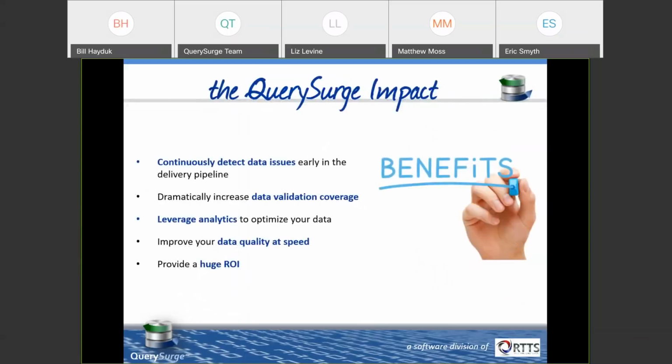So in summary, QuerySurge helps to continuously detect data issues early in the pipeline. It dramatically increases your data validation coverage. What we tend to see is people who aren't using a product like QuerySurge are probably doing their data testing manually. They're testing a small fraction of their data, maybe 1 or 2%. And of course, that doesn't give most organizations the coverage that they would need to feel comfortable that their data is accurate. So with QuerySurge, we can test a large quantity of your overall data, helps improve your quality at speed, and provides a significant return on your investment.